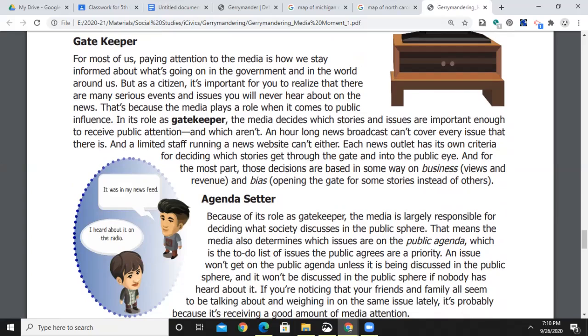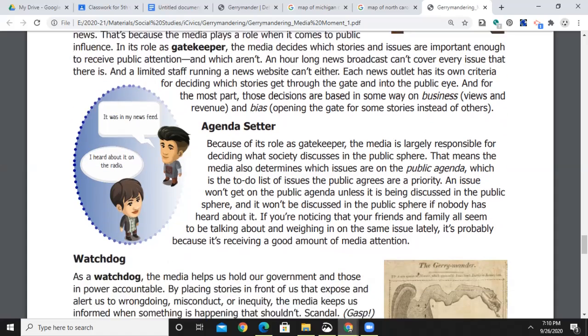In its role as gatekeeper, the media decides which stories and issues are important enough to receive public attention and which aren't. An hour-long news broadcast can't cover every issue that there is, and a limited staff running a news website can't either. Each news outlet has its own criteria for deciding which stories get through the gate and into the public eye. And for the most part, those decisions are based in some way on business, views and revenue, and bias, opening the gate for some stories instead of others.